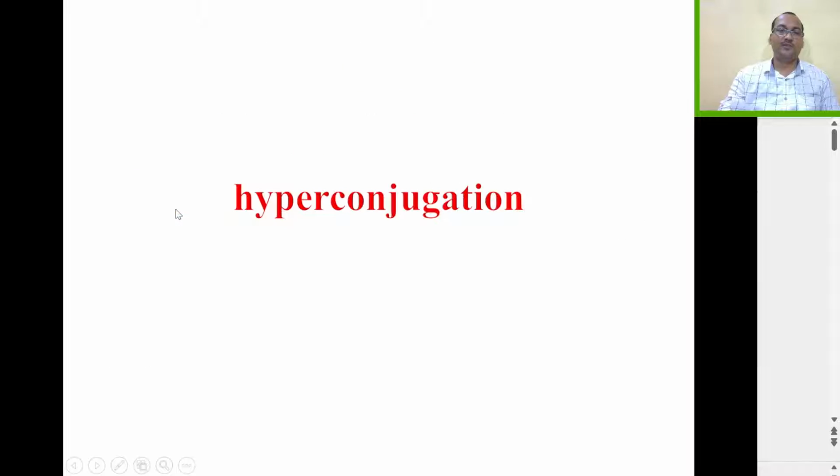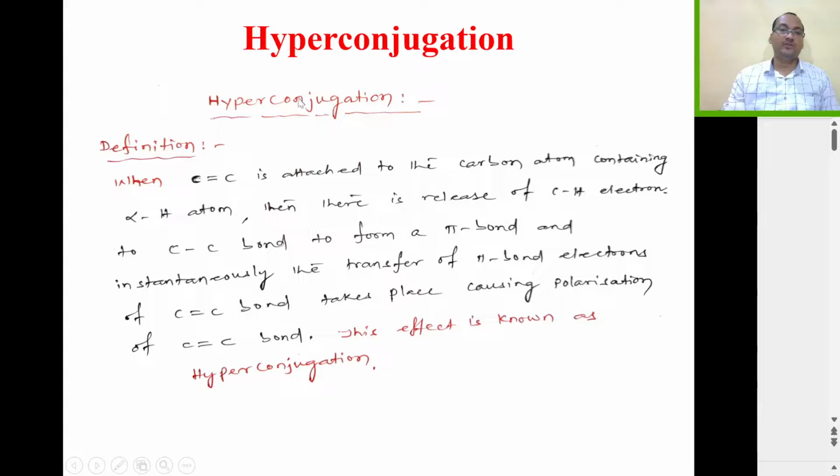So let's discuss hyperconjugation. What is hyperconjugation? When a carbon-carbon double bond is attached to a carbon atom containing an alpha hydrogen atom, there is release of C-H electrons, carbon-hydrogen electrons, to the carbon-carbon bond to form a pi bond, and instantaneously the transfer of pi bond electrons of the carbon-carbon double bond takes place, causing polarization of the carbon-carbon double bond. This effect is known as hyperconjugation.